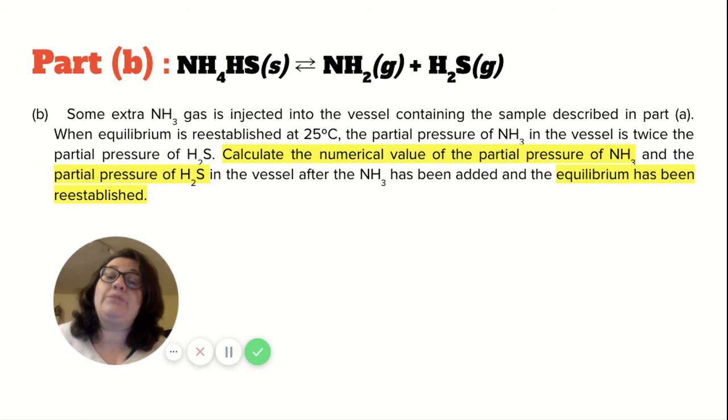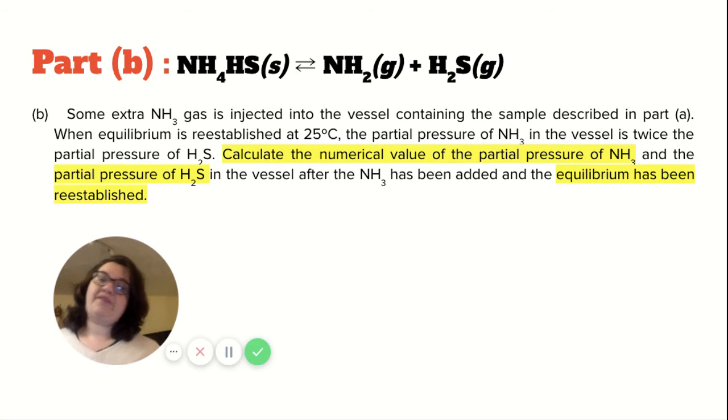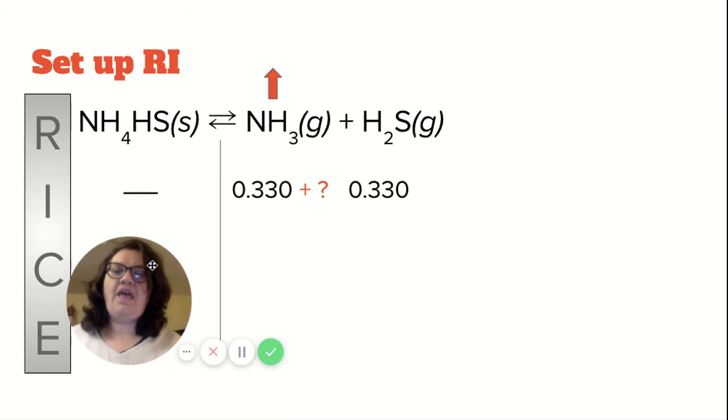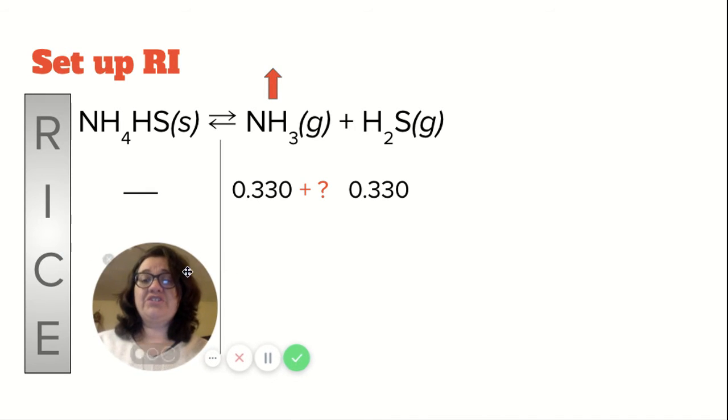What do we know about the new equilibrium conditions? We know that at the end, the partial pressure of NH3 is three times the partial pressure of H2S. Calculate the numerical value of the partial pressure of NH3 and the partial pressure of H2S. Got it. After equilibrium has been reestablished. So I have a whole new rice situation. My initial conditions are no longer the 0. My initial conditions are the previous equilibrium with somebody coming by and stressing it by adding some NH3. So let me see what this information looks like. I've got my initial conditions.